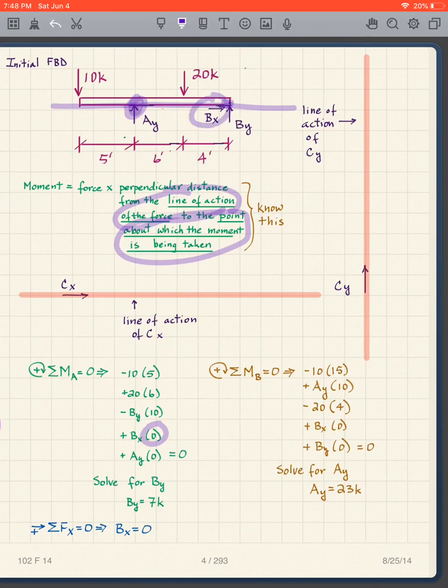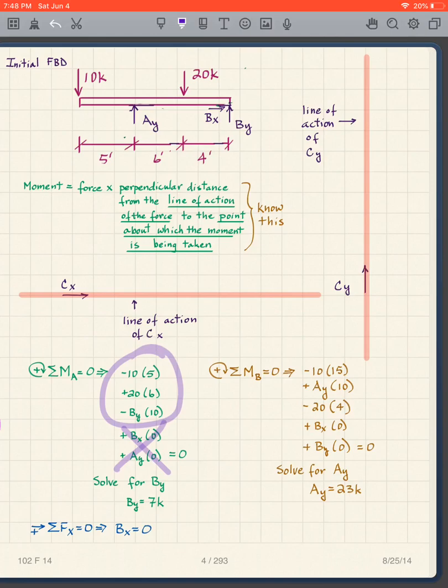So I have a BX, but the distance is 0, so I can get rid of that term also. Eventually we're going to see that these forces go straight through our points and just ignore them. So we get rid of these. I now solve this for By, and I get By is equal to 7 kips. So you can all solve this type of equation.